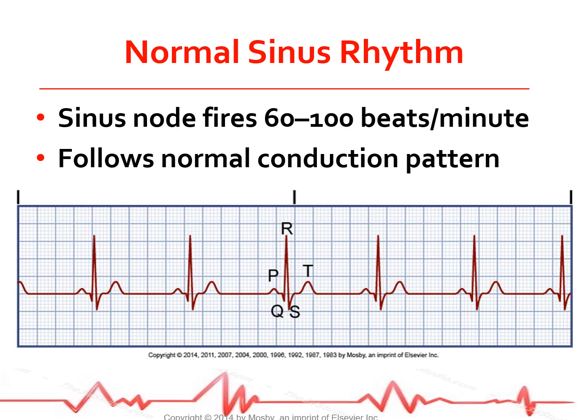Our QRS complex is about 0.04, maybe 0.06. So that's less than our 0.12, so that's normal. So these are some things that we consider when we're talking about normal sinus rhythm. This is what we want.